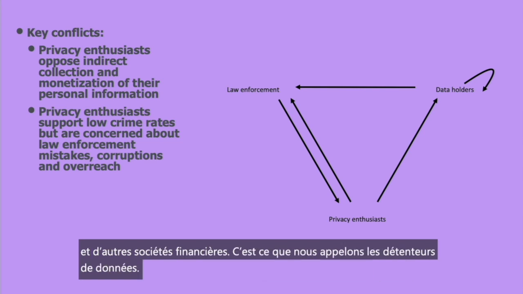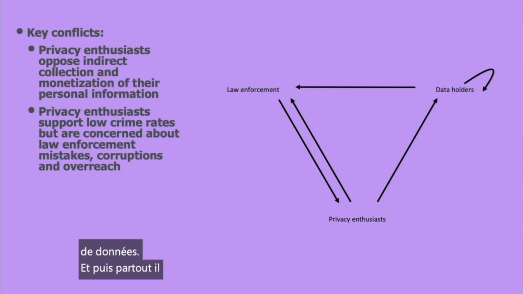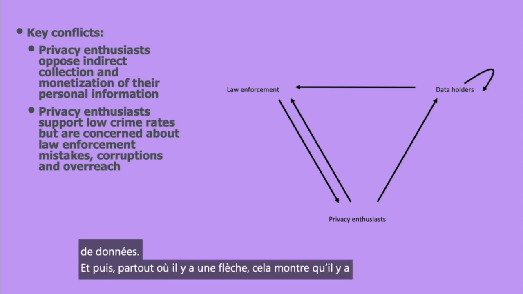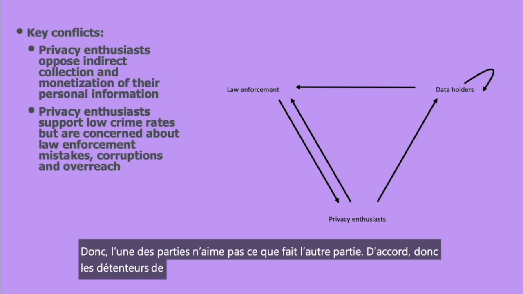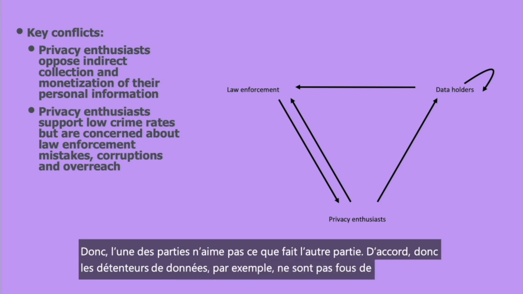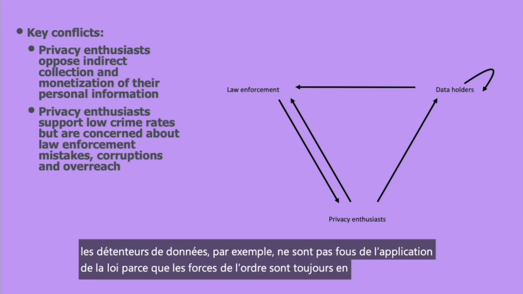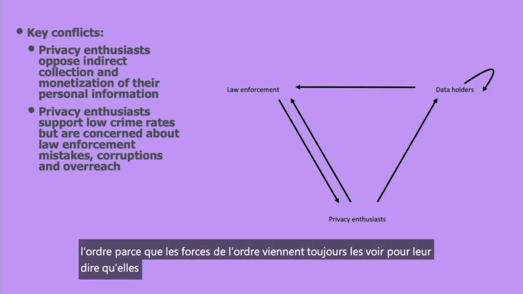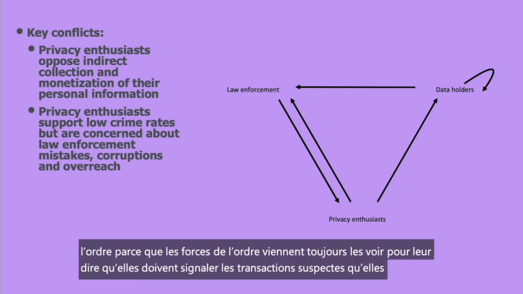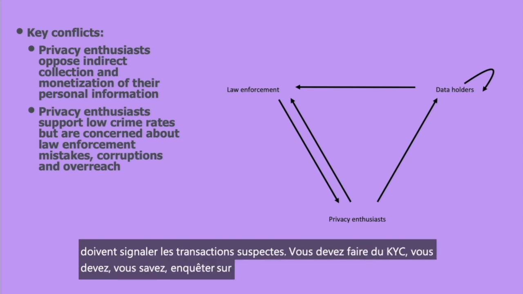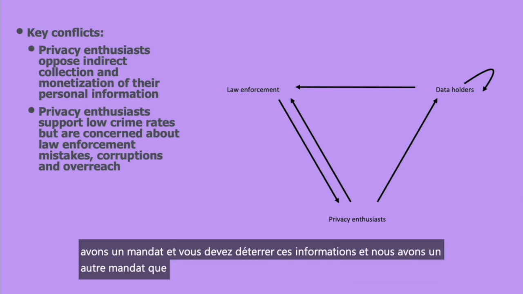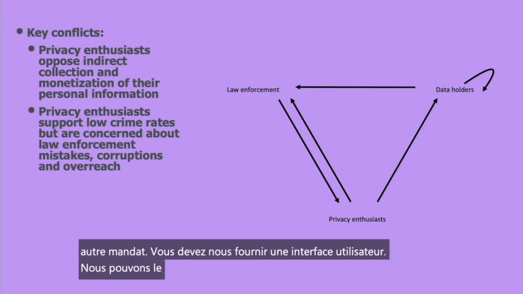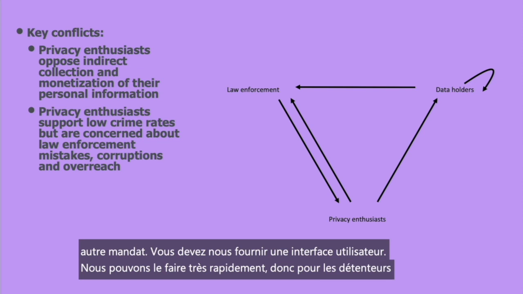Okay, and then everywhere there's an arrow shows that there's a tension between these two parties. So the one party doesn't like what the other party is doing. Okay, so data holders, for example, they're not crazy about law enforcement because law enforcement are always coming to them saying, you have to report suspicious transactions, you have to do KYC, you have to investigate things, and we have a warrant, and you have to dig up this information, and we have another warrant, and you have to give us a user interface so we can do it really fast. So for the data holders themselves, there's friction between them and law enforcement.